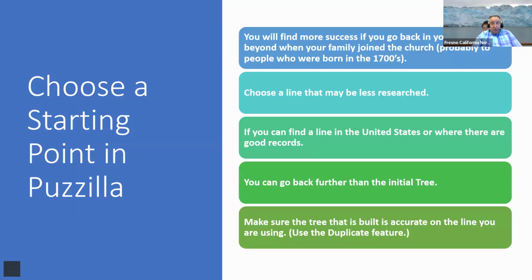Okay, in starting, you're going to want to consider where you want to start. Well, let's put it this way. If you're doing your ancestry, you're just going to go to a brick wall person and start working from there. That's pretty easy.